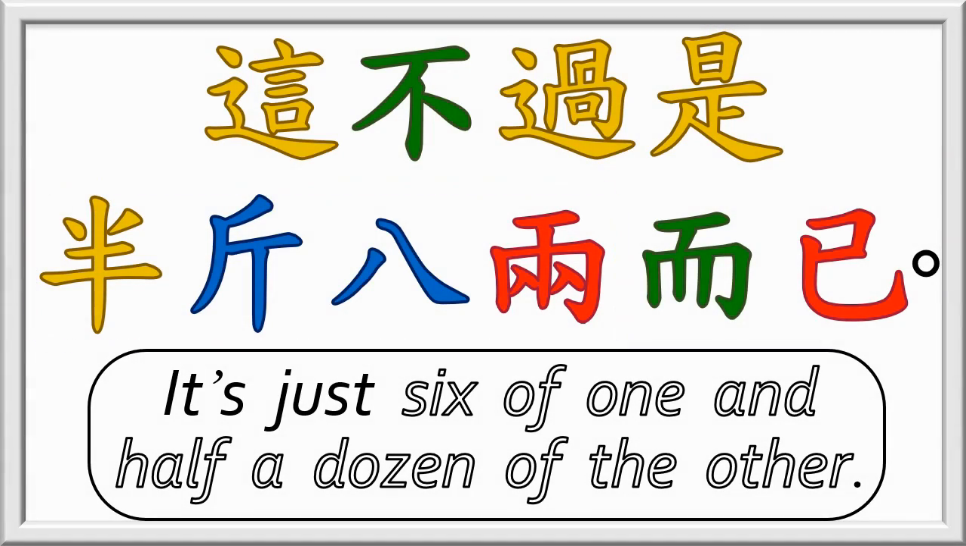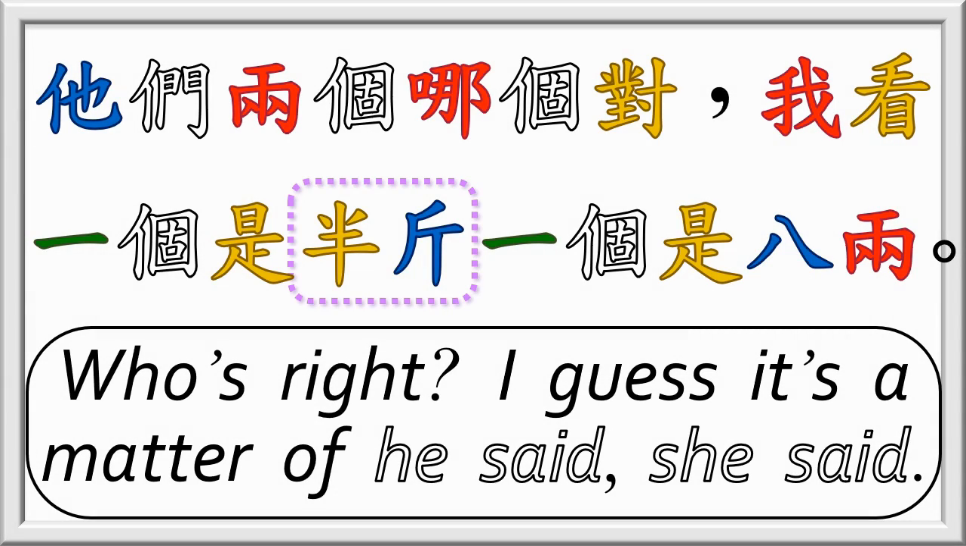这不过是半斤8两而已. It's just 6 of one and half a dozen of the other. 他们两个哪个对？我看一个是半斤，一个8两. Who's right? I guess it's just a matter of he said, she said.